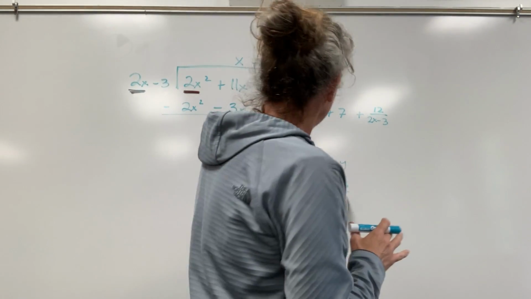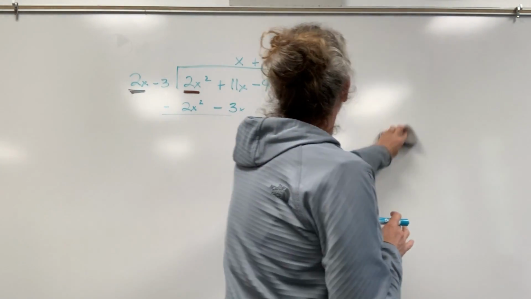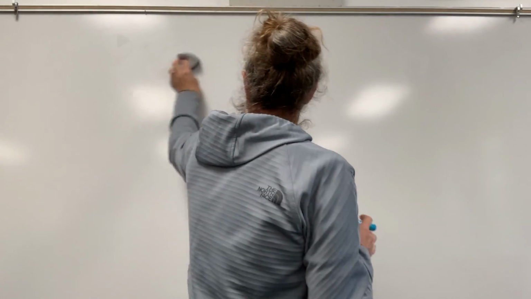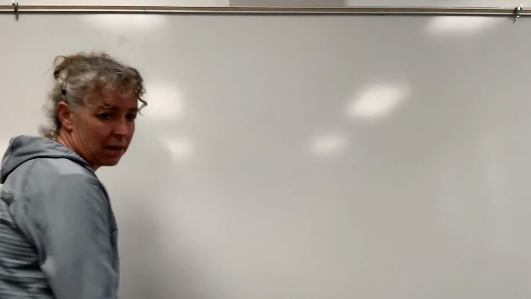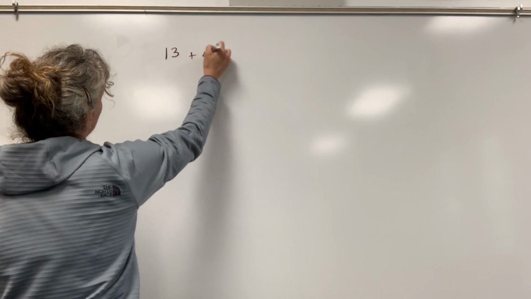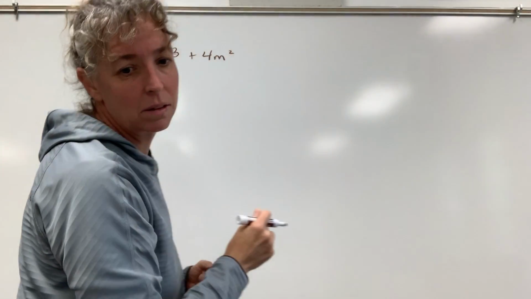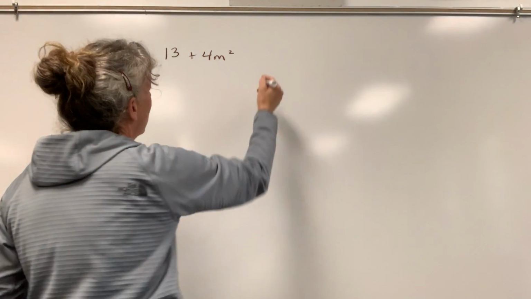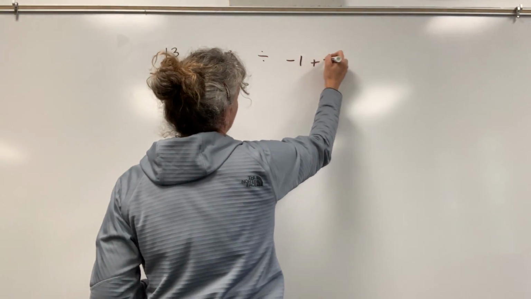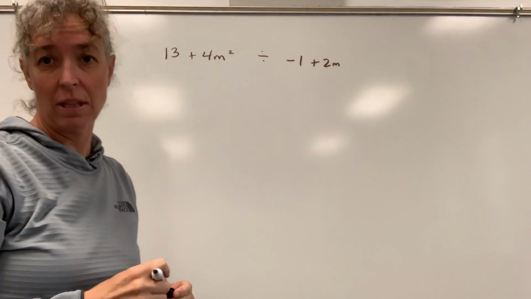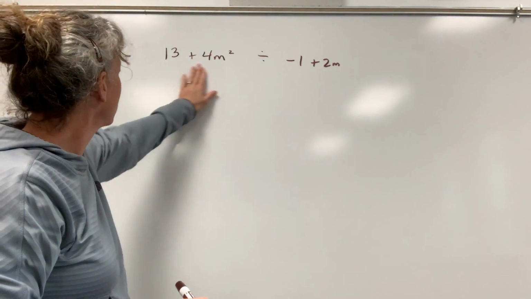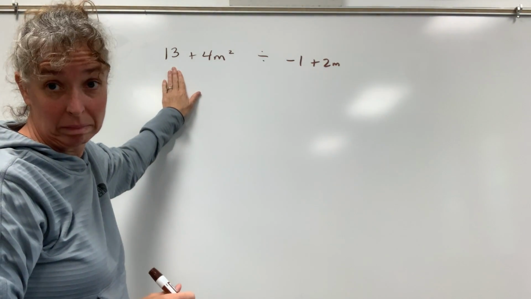We're going to move on to example number 5, and I'll go ahead and write that one on the board. Example number 5 says 13 plus 4m squared is getting divided by -1 plus 2m. Oh my, there's all kinds of wrong with this problem. First of all, this isn't in the right order, nor does it have 3 terms, right?